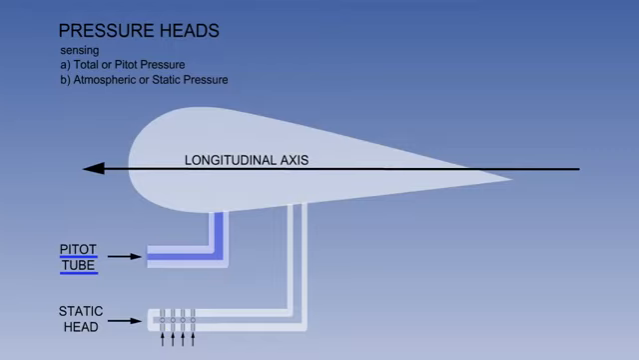Pitot pressure is sensed by a pressure head known as a pitot tube, and we can see here that a pitot tube is simply an open-ended tube which faces forward into the airflow. It must be positioned outside the boundary layer, which is air close to the aircraft which exhibits properties which could interfere with the accuracy of the pitot measurement.